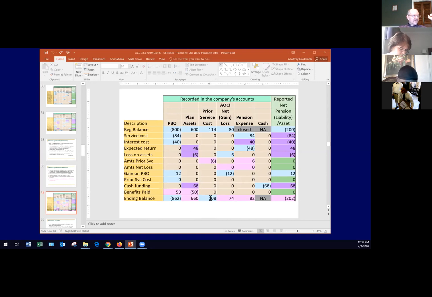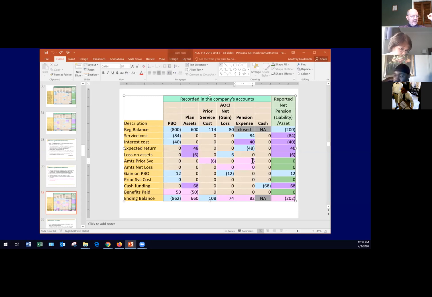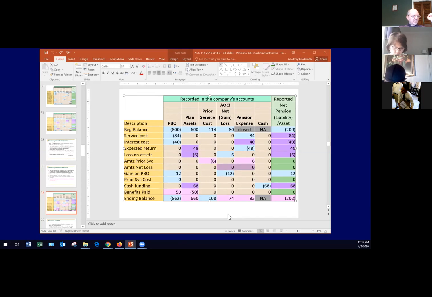We are given the ending balance of the prior service cost. And so the amount amortized is 6 million. That goes out of AOCI and into pension expense. So we add that to pension expense. The AOCI of 74 is not large enough to amortize. So these two amounts are zero, amortized net gain or loss.